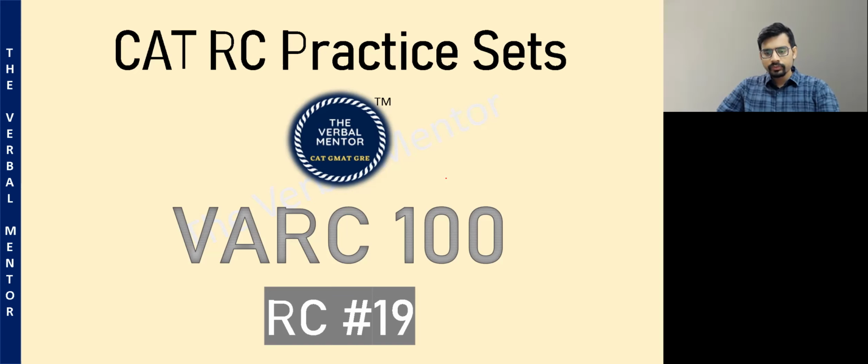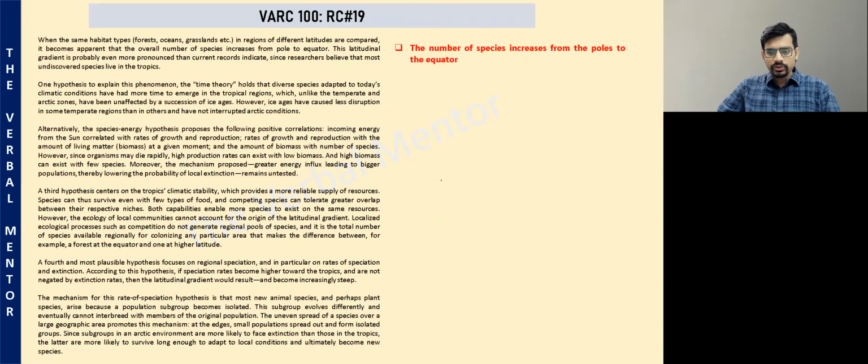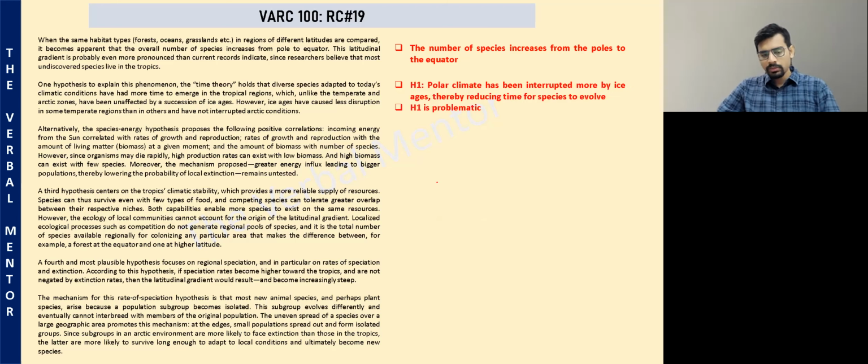Let's begin. A quick synopsis of the passage. In the first paragraph, the author tells you that the number of species increases from the polar regions to the equator. He explores reasons for the same. In the second paragraph, he introduces hypothesis 1, which proposes that the polar climate has been interrupted more frequently by ice ages. Therefore, the species living in the polar regions did not have enough time to evolve. That is a reason why we get to see fewer species in the polar regions, particularly in the Arctic.